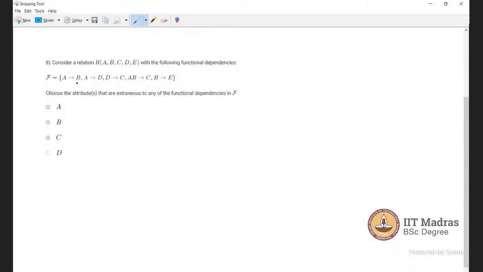So here, first we have to check whether it is an extraneous attribute or not, A or B, right? Because if there is a single attribute on the left hand side, we don't need to worry about it. Then here A, B determines C. We need to check whether A is an extraneous attribute in A, B determines C, or B is an extraneous attribute in A, B determines C. So how to check that?